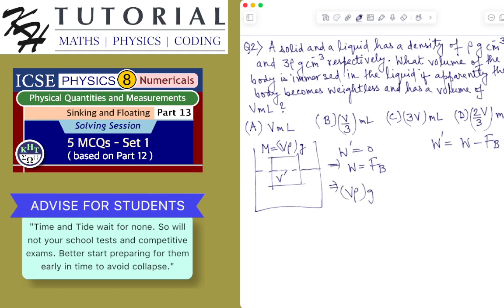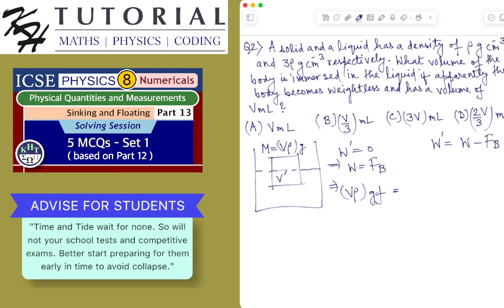multiplied by g, the acceleration due to gravity. This much will be gram force. Mass of the body is V rho gram, so the weight of the body will be V rho gram force. This should be equal to Fb, the buoyant force.